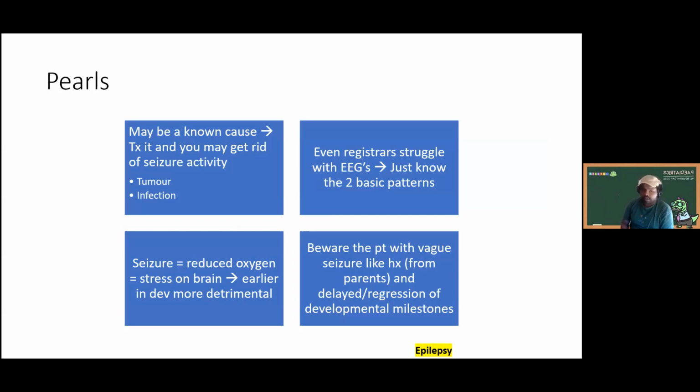Just remembering as well that with a seizure comes reduced oxygen, which comes with stress on the brain. And the earlier this presents in a child, this can lead to more detrimental effects on neurodevelopment. The other thing to remember is if you've got a patient with a vague seizure-like history from the patient or from the parents, and you can see from their charts that there's a delay in their milestones or even a regression in milestones, you need to be really careful and always investigate for epilepsy.